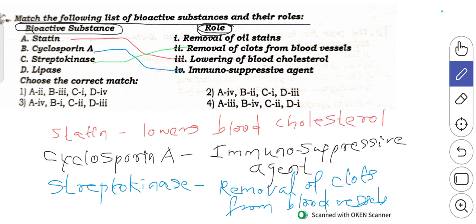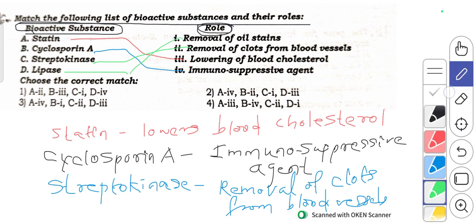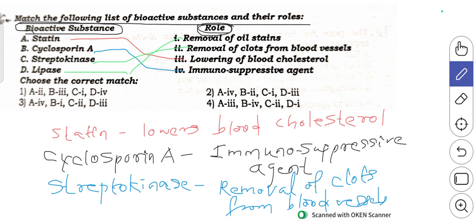So the last one is lipase. As you all know, this lipase is one of the enzymes that removes the oil stain. So the answer for this one, where they have given A3, B4, C2, D1, that is the fourth option. Fourth is the right answer for this question. So we'll discuss the next one.